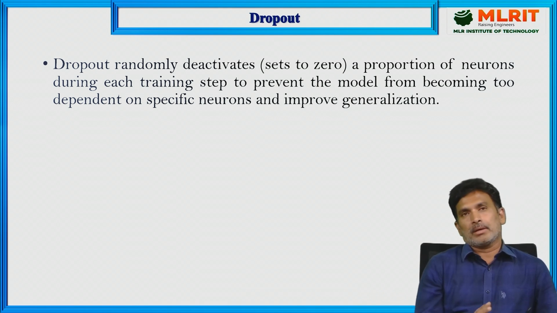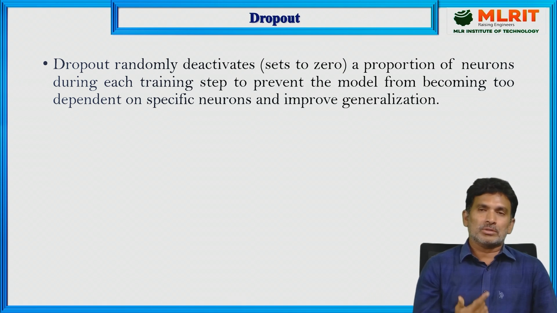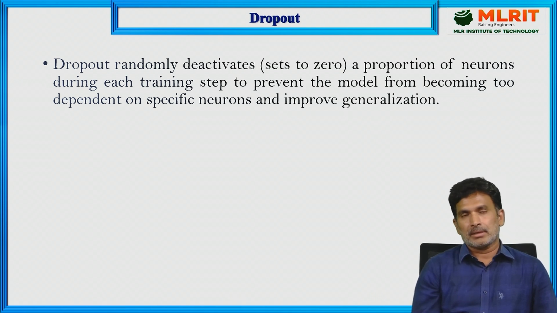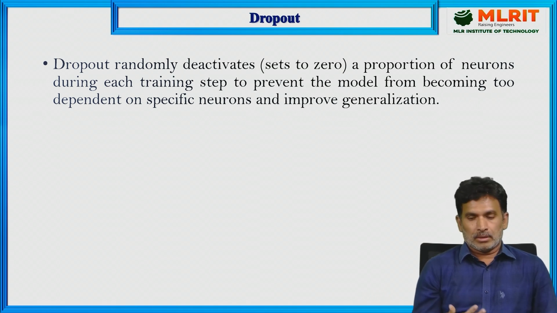We do this by using the dropout rate, which would be specified in terms of probability. Suppose you set it as 50%, then 50% of the neurons in the network would be dropped. That is the way we can drop.